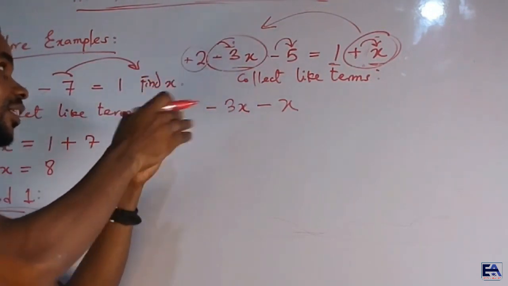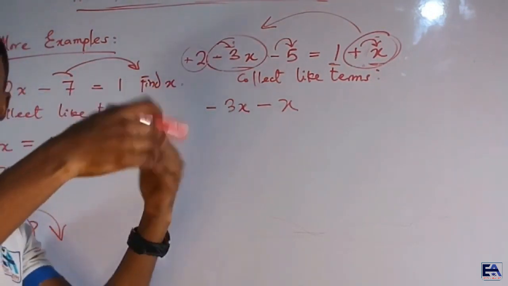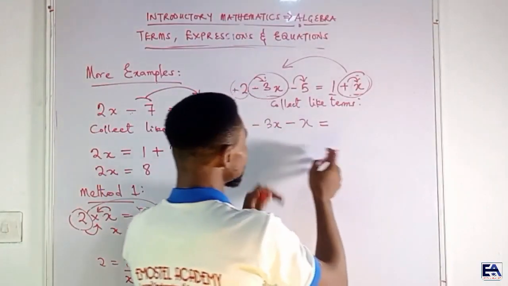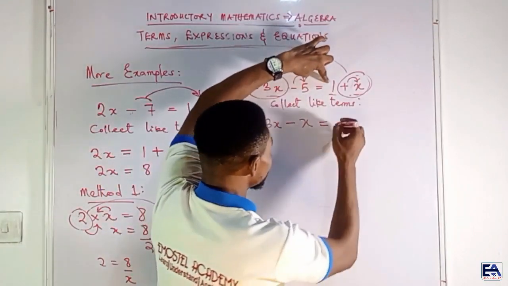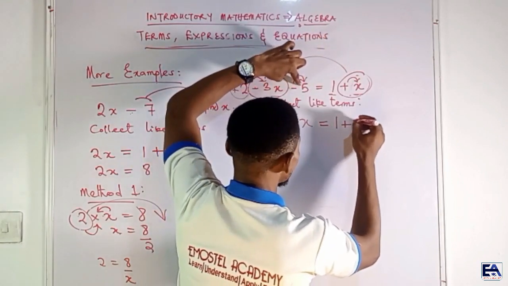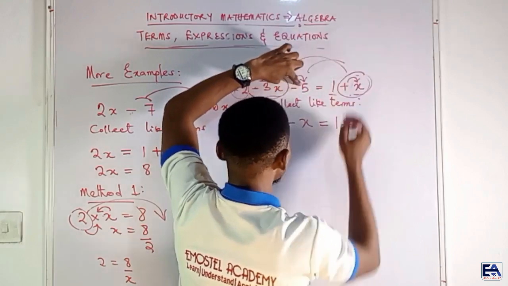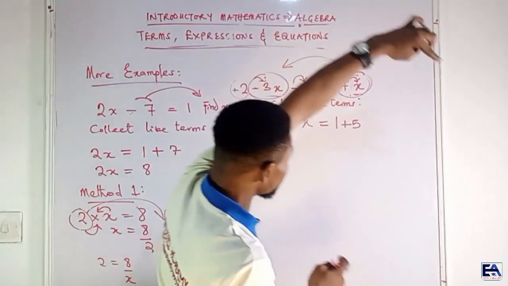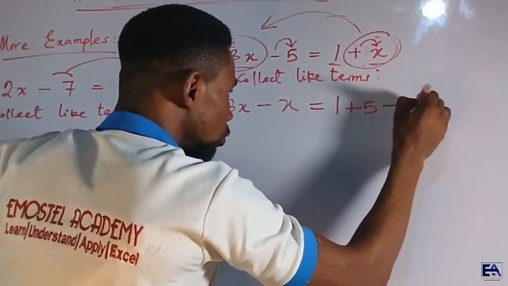Now that I'm done moving all the x terms, the next agenda is to move all the constant terms. That is, the numbers that don't have any variable attached to them. They don't have any letter attached to them. So this is 1, right? We have 1. This is minus 5. It becomes plus 5 by the time it moves to the other side. Okay, and then this is positive 2. By the time we throw it to the other side, it becomes negative 2.